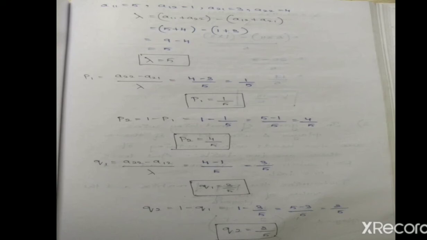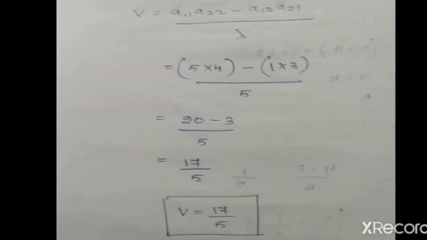Q1 is equal to (A22 minus A12) divided by lambda, that is 4 minus 1 divided by 5, equal to 3 by 5. So Q1 is 3 by 5, which means Q2 is 1 minus 3 by 5, that is equal to 2 by 5. Next we have to find the V value. V is equal to (A11 A22 minus A12 A21) divided by lambda. So 5 into 4 minus 1 into 3, divided by 5. 20 minus 3 divided by 5, that is 17 by 5. That is your value of the game.